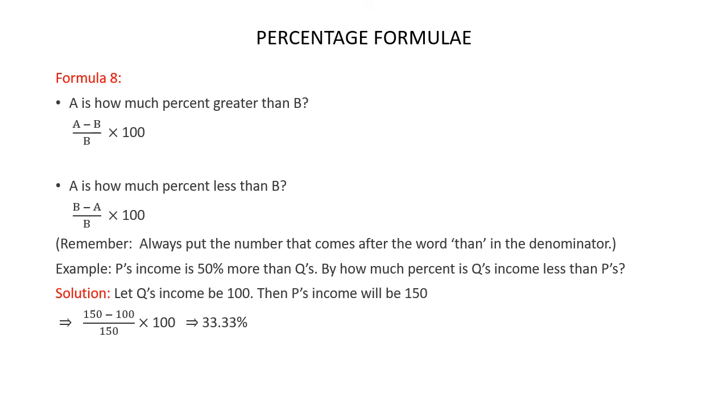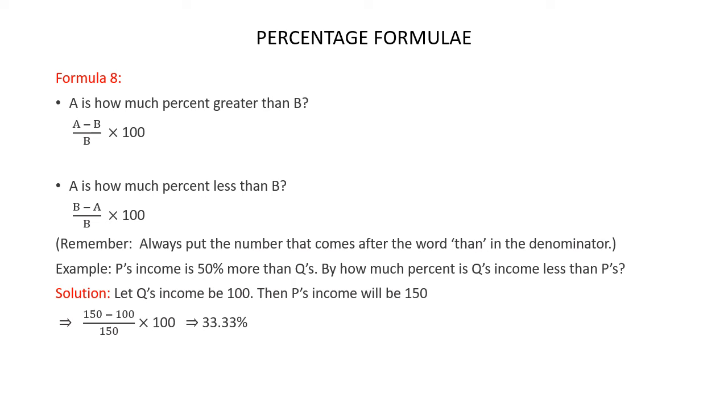Let's understand this with an example. P's income is 50% more than Q's. By how much percent is Q's income less than P's? Now, let Q's income be 100. Then it's given that P's income is 50% more than Q's. So P's income is 100 plus 50, which is 150.